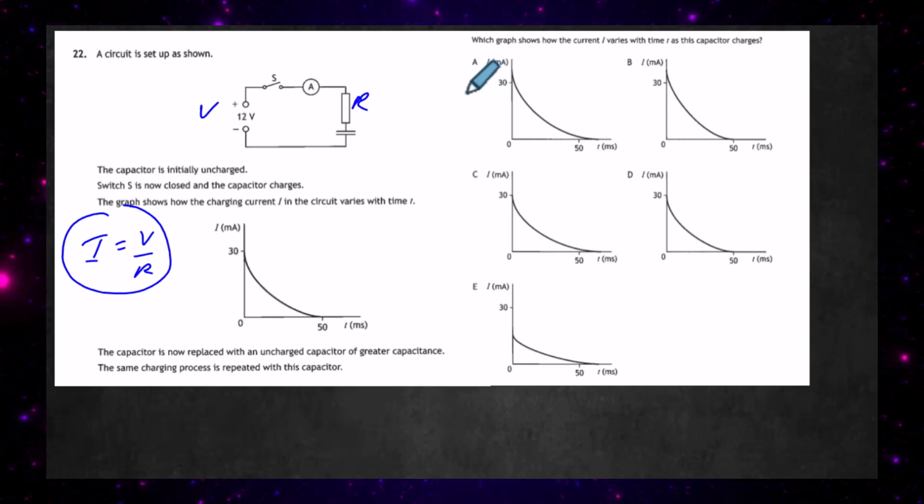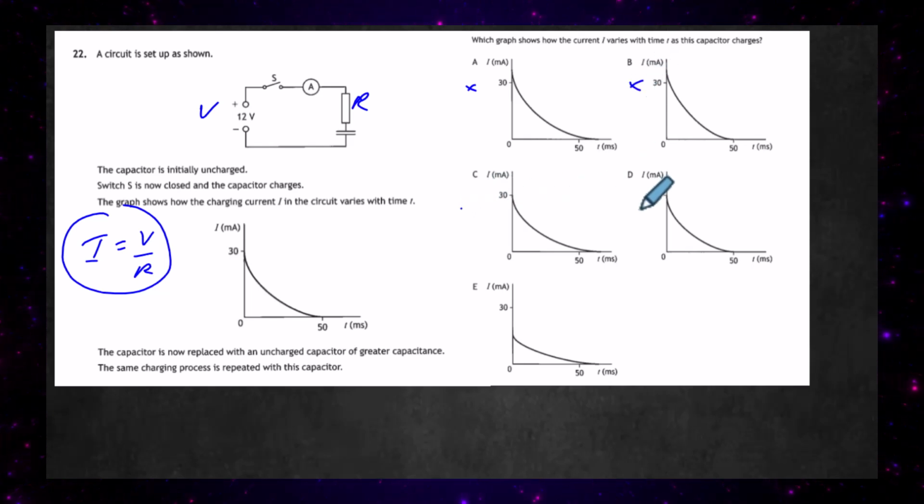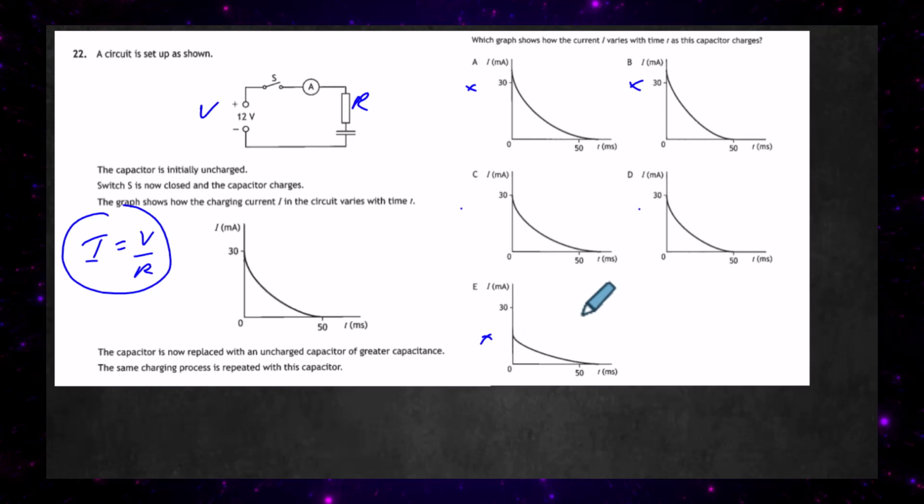It's definitely not going to be that one. It's definitely not going to be that one. It could be this one. And it could be this one, and it's definitely not that one. So what's the deciding factor?